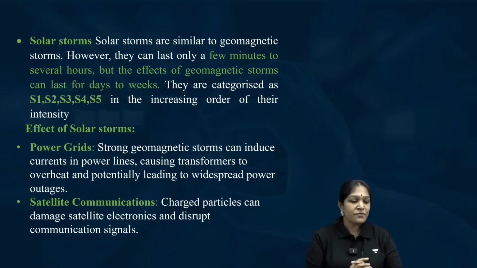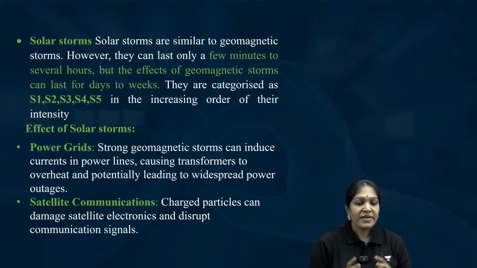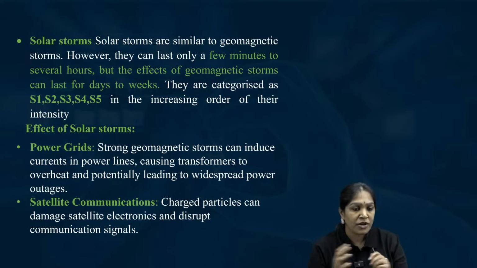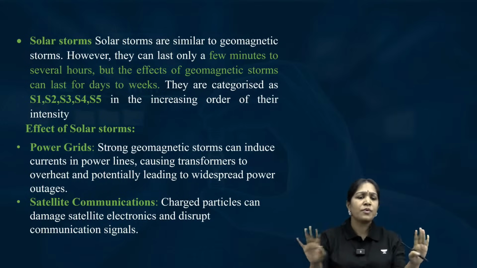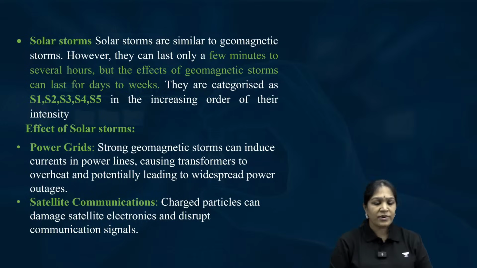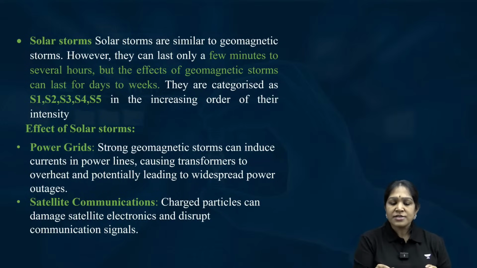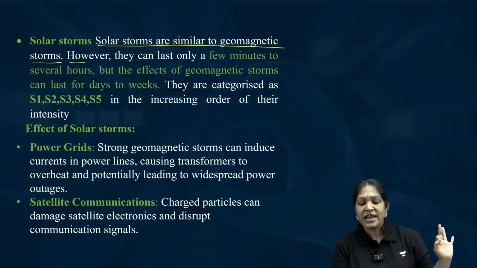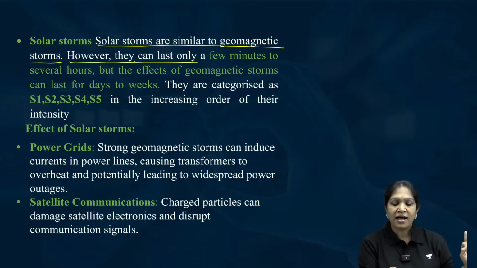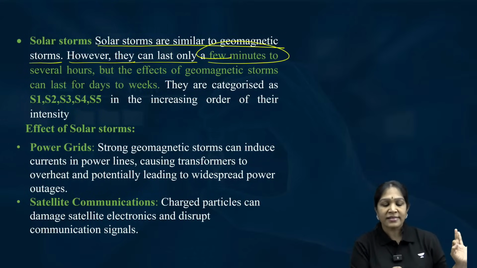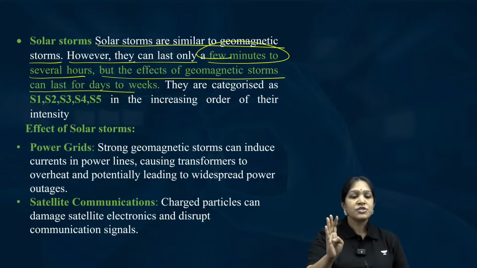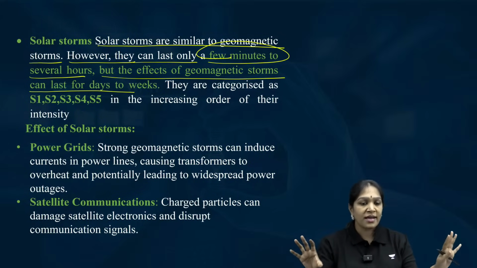So one student was asking whether geomagnetic storm and solar storm are the same or not. Yes, almost the same. The only difference is that solar storms are similar to geomagnetic storms, however they can last only a few minutes to several hours, but the effects of geomagnetic storms can last for weeks.